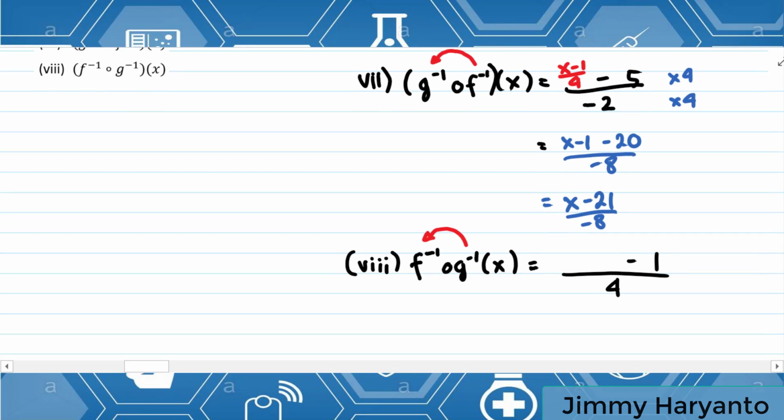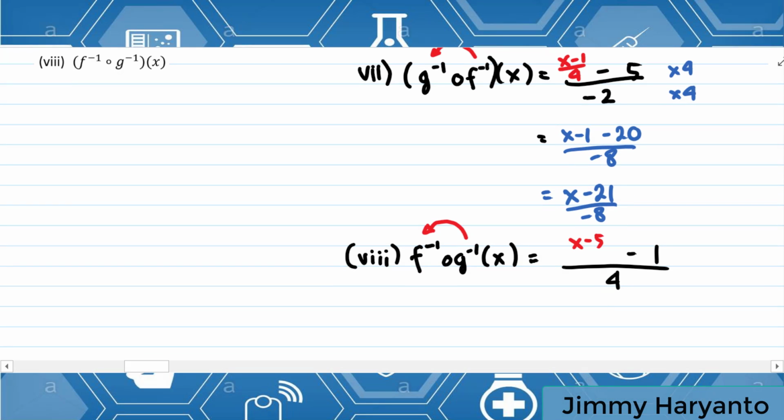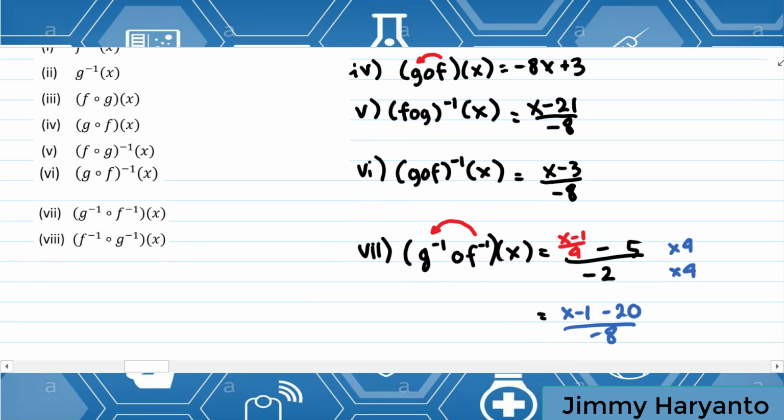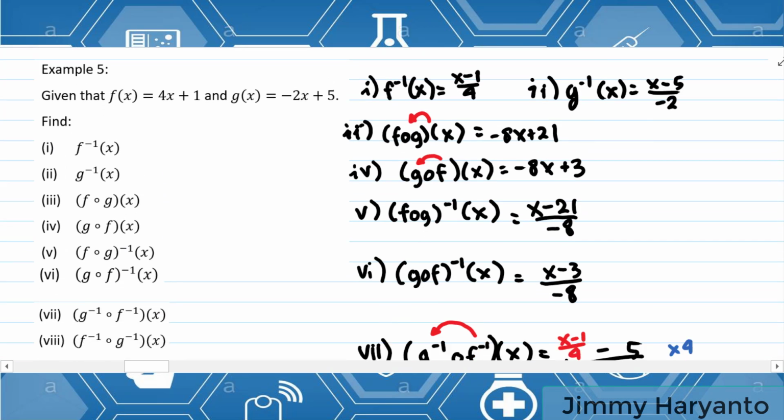What is G inverse? X minus 5 over minus 2. We can multiply them all by negative 2. It will become x minus 5 plus 2 over negative 8, x minus 3 over negative 8. Okay, that is the example question 5.